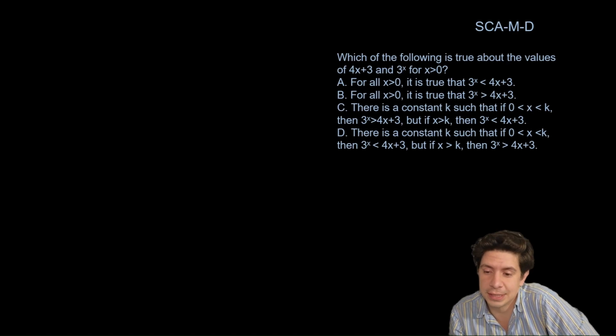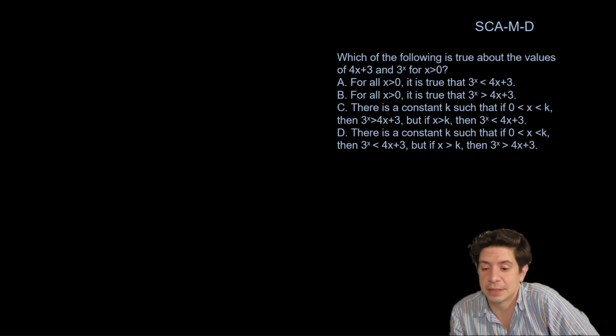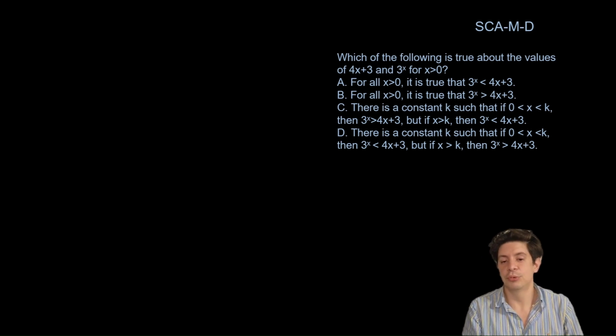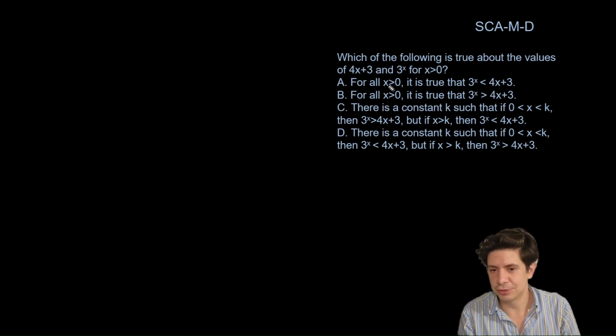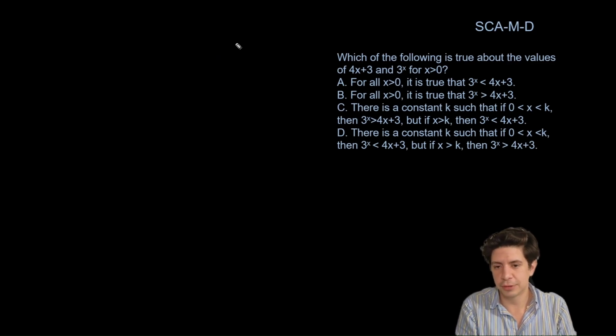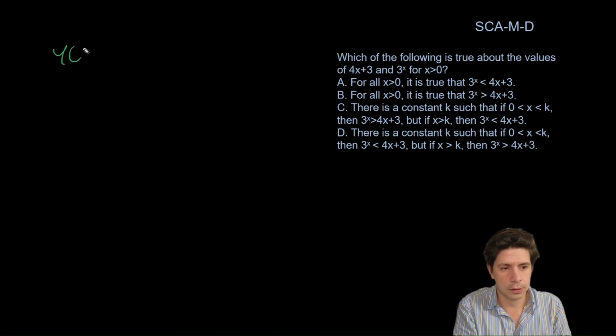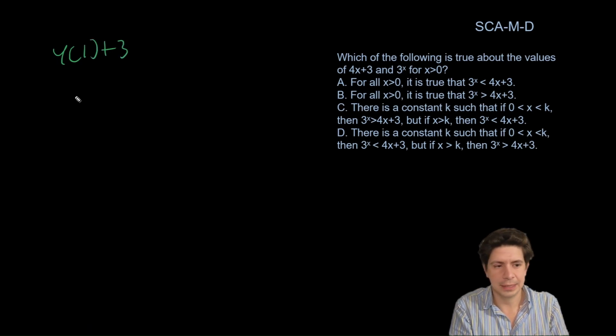D: there's a constant k such that if 0 is less than x, which is less than k, then 3 to the x is less than 4x plus 3, but if x is greater than k, then 3 to the x is greater than 4x plus 3. So we can eliminate A and B because that's just not true. Let's plug in, let's say, 1. In the first equation, we would do 4 times 1 plus 3. In the other equation, we would do 3 to the 1. This would give us 3, and this would give us 7.